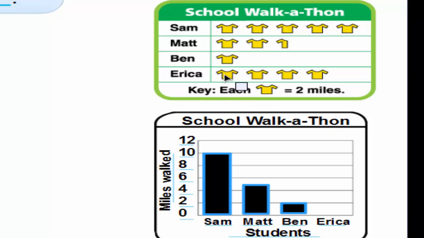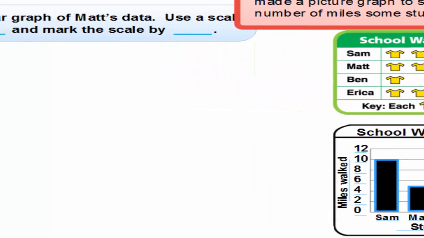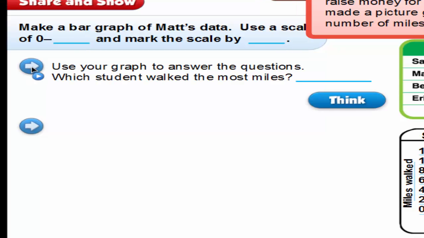Let's look at Erica. Erica walked 2, 4, 6, 8. Good job. 8 miles. So we're going to make the bar graph up to the 8 line. That is our bar graph that shows the data from Matt's picture graph. Now let's answer some questions. Use the graph to answer the questions.